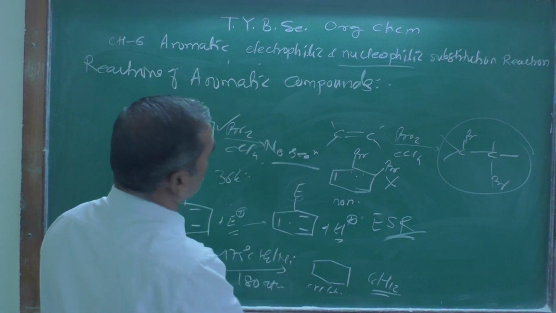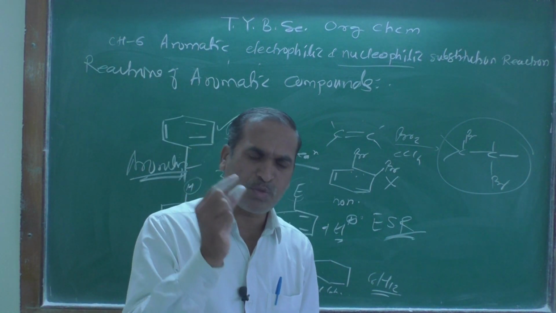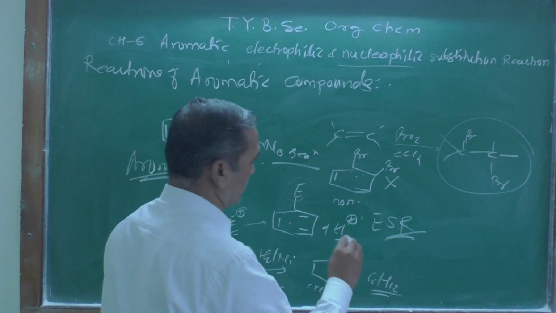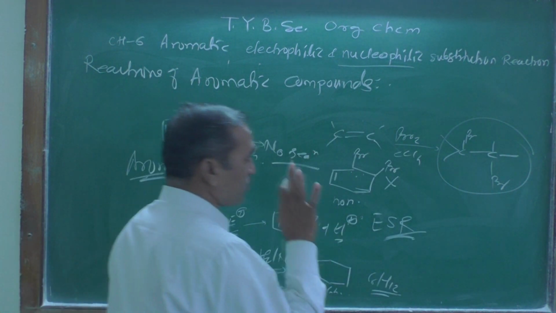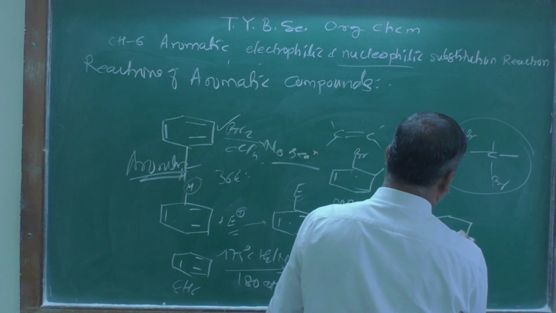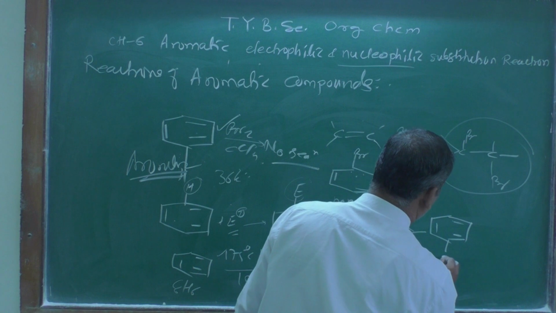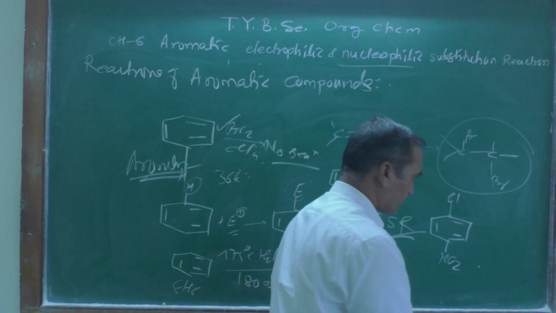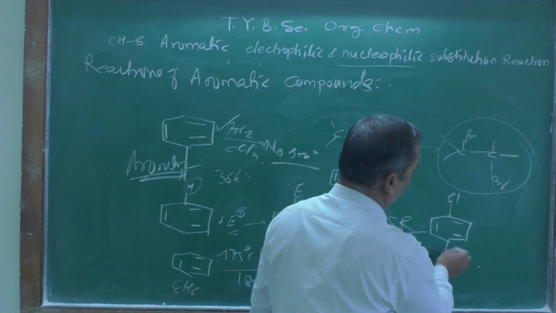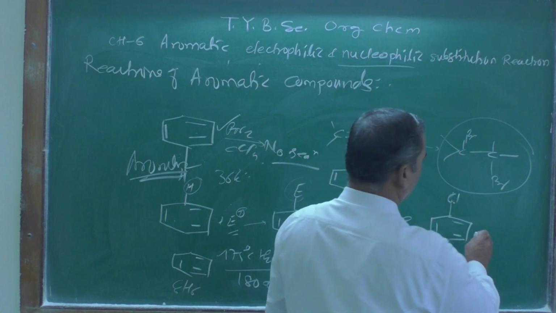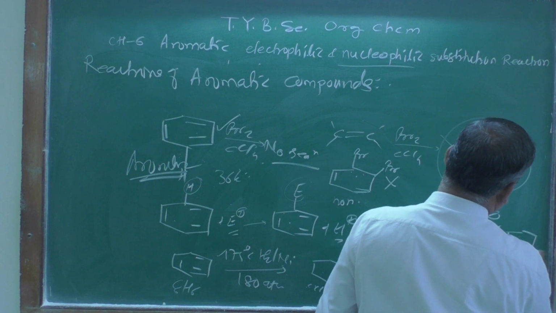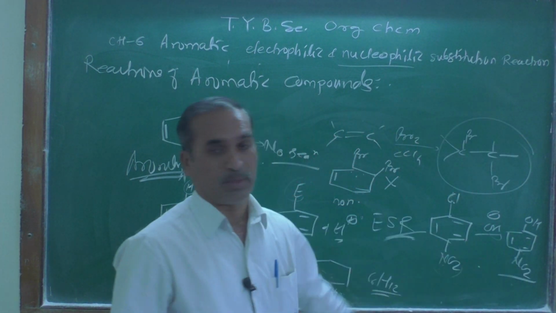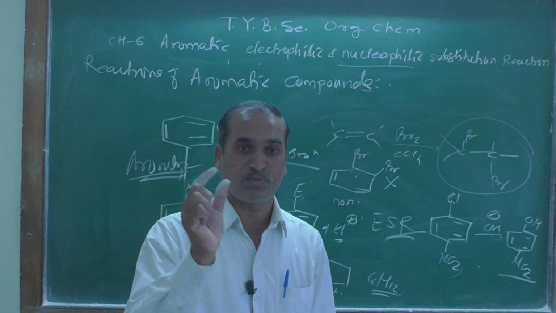Another one is nucleophilic substitution reaction. Under special conditions, a normal benzene does not undergo nucleophilic substitution reaction, but substituted benzenes can. Suppose electron withdrawing groups are present, like NO2 groups. Because there are two strong electron withdrawing groups, NO2 and Cl, when it is treated with OH minus, you may get a nucleophilic substitution reaction, giving OH and NO2. In this way we can prepare nitrophenol, but only in a special condition.